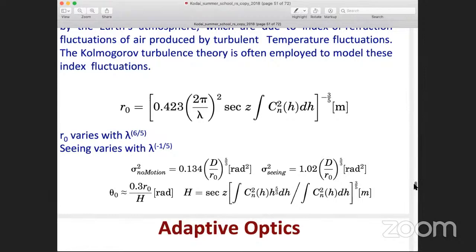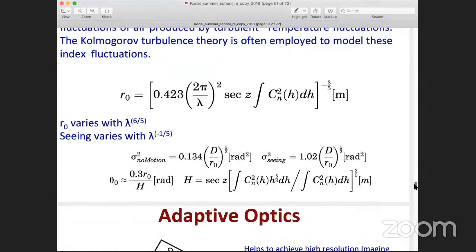Similar to this R0, we have something called the isoplanatic size, the angular region over which the point spread function will be uniform. That is an isoplanatic patch. Usually the image formation equations for a ground-based telescope are under the isoplanatic condition.